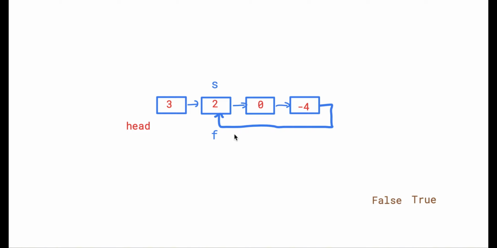So the main idea here is that fast will eventually catch up to slow. When fast and slow are equal to each other, it means that we have a cycle in this list, and the function will return true.